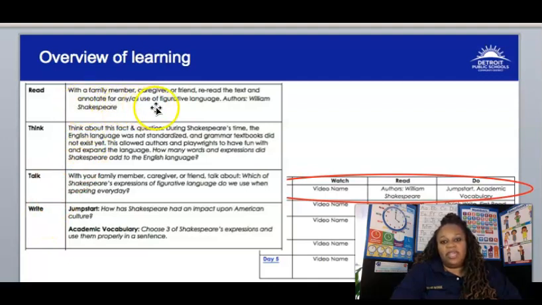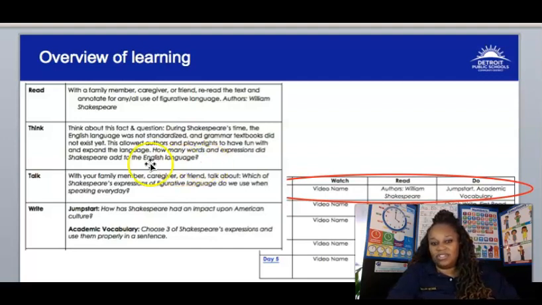With a family member, caregiver, or friend, please reread the text, authors William Shakespeare, and annotate for any and all use of figurative language. Then think about this fact and question. During Shakespeare's time, the English language was not standardized and grammar textbooks did not exist yet. This allowed authors and playwrights to have fun with and expand the language. How many words and expressions did William Shakespeare add to the English language?